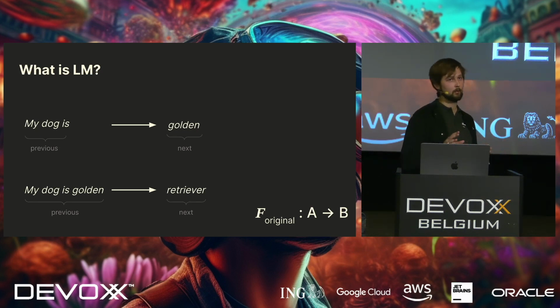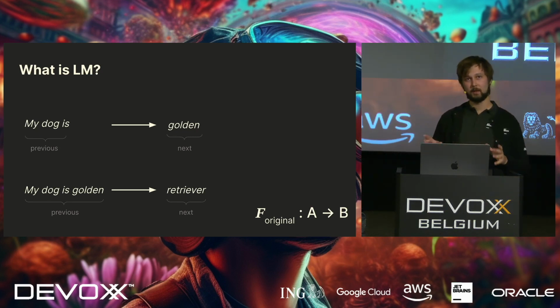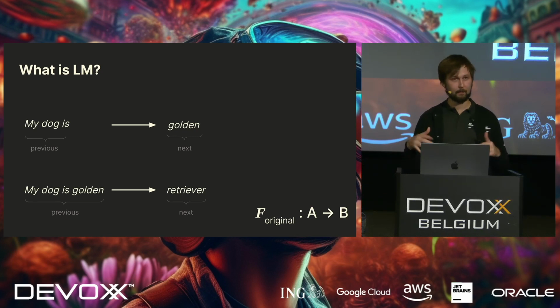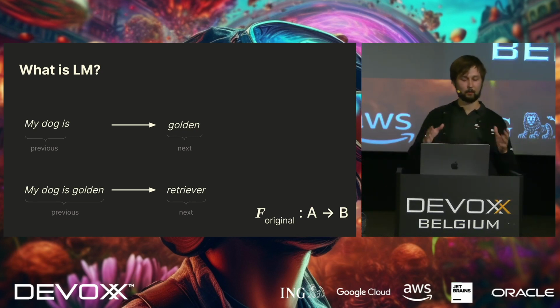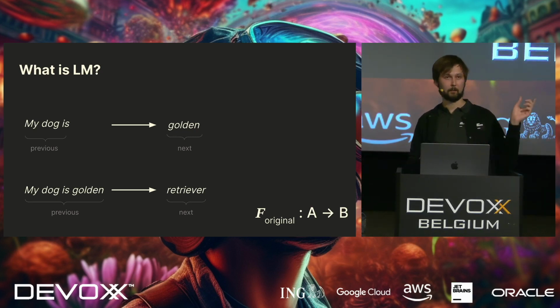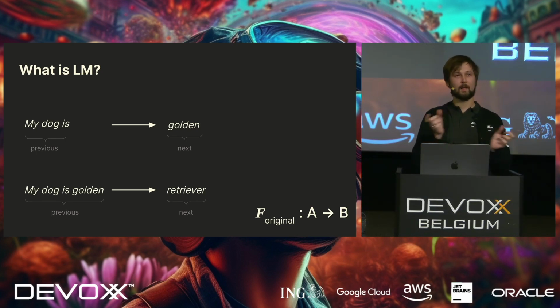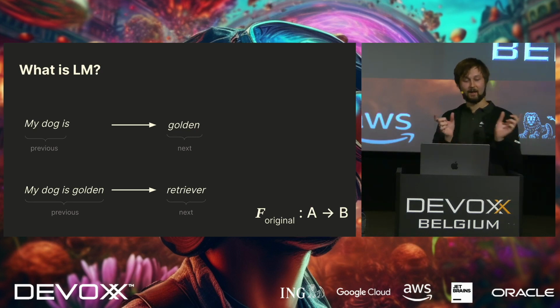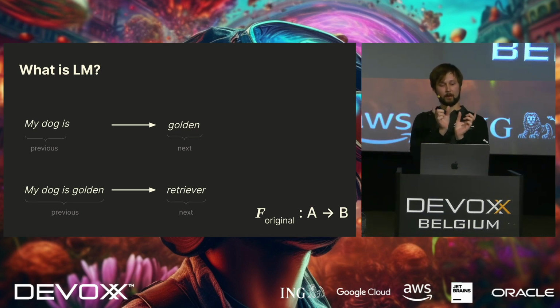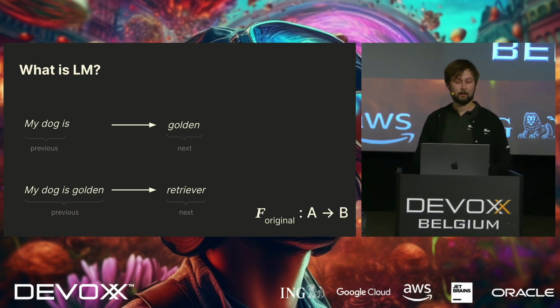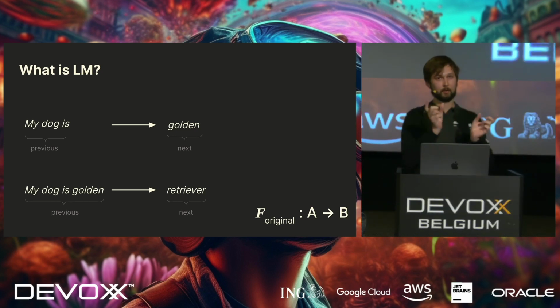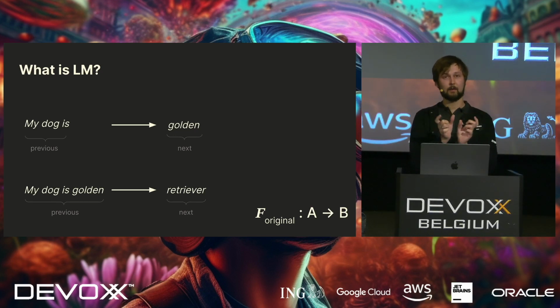There exists in the world the ability of human beings to predict the next word. So, for example, if I say part of a sentence, "my dog is," I can predict that most likely, since I have a golden retriever, not now, but hopefully will, the next word would be "my dog is golden." And once I get "my dog is golden," I would predict that the next thing is "retriever."